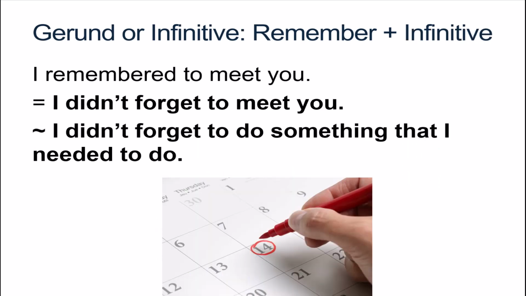Here's an example of remember plus an infinitive. I remembered to meet you. This means I didn't forget to meet you, or I didn't forget to do something that I needed to do. So when we use remember with infinitive, it means to remember to do something that is necessary.